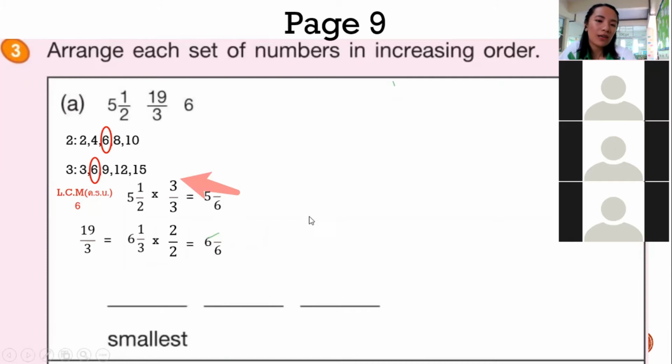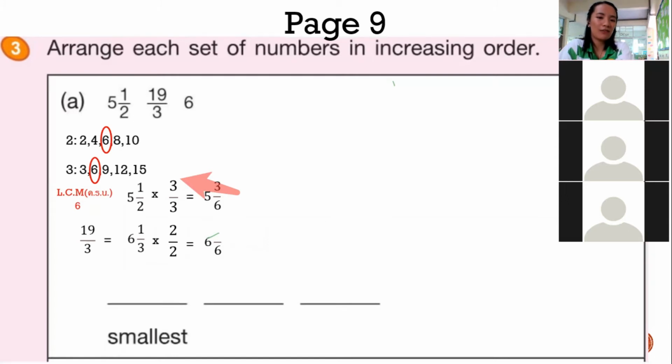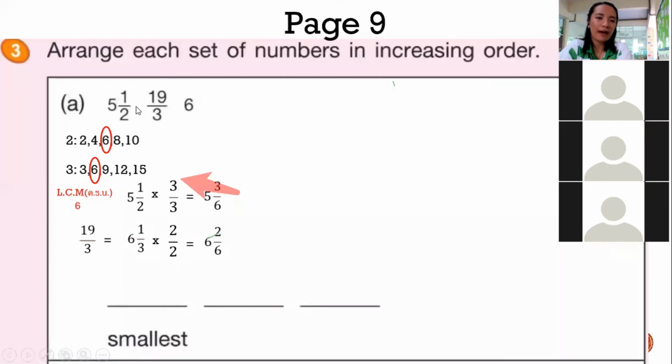So, can you give me the answer of 1 times 3? 1 times 3 equals? Use your multiplication tables. What's the answer here? 3. Very good. Next, 1 times 2 equals? 2. Very good. Now let's go back.